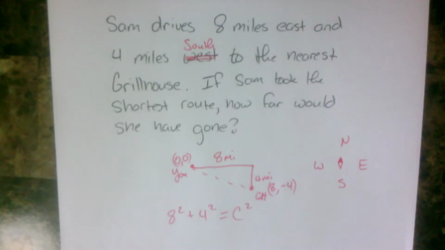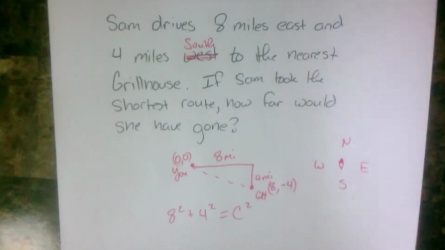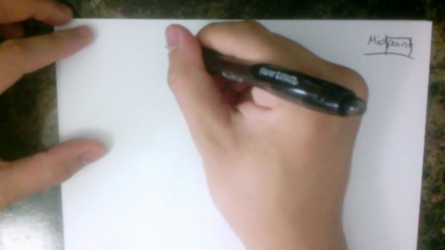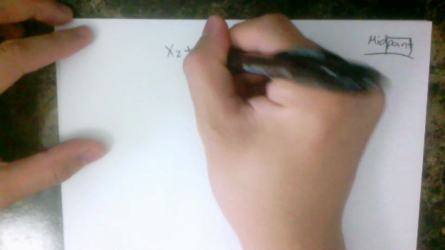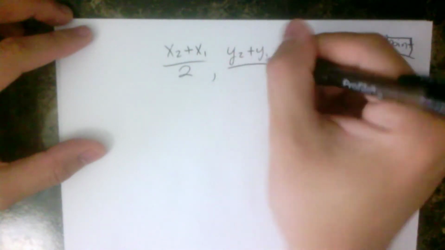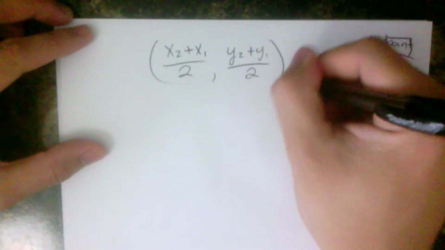All right, now, midpoint formula. Midpoint formula is actually a lot easier. Remember, everything has an x and a y, so the midpoint is just asking you for a point. That's why it's called the midpoint. To get your midpoint, you take x2 plus x1 and divide by 2, comma y2 plus y1 divided by 2. And this is going to give you a point.